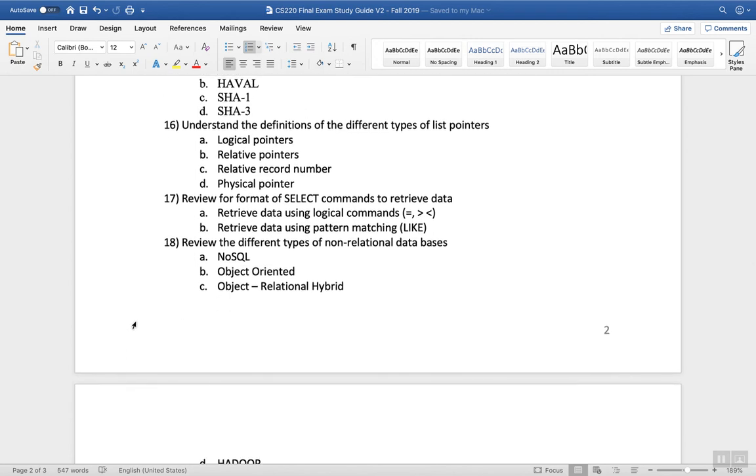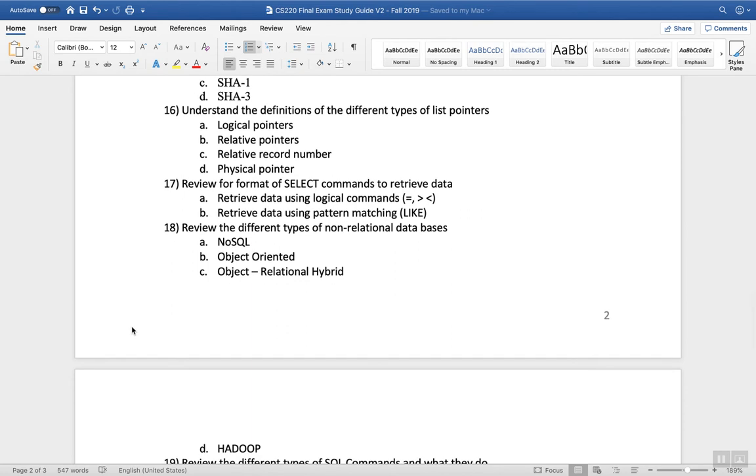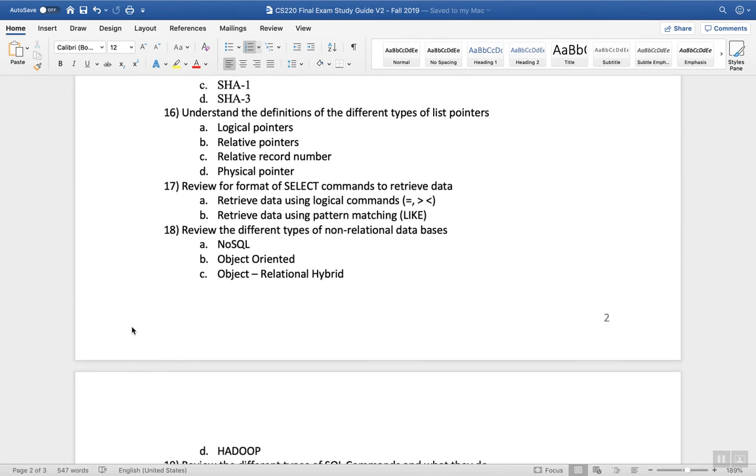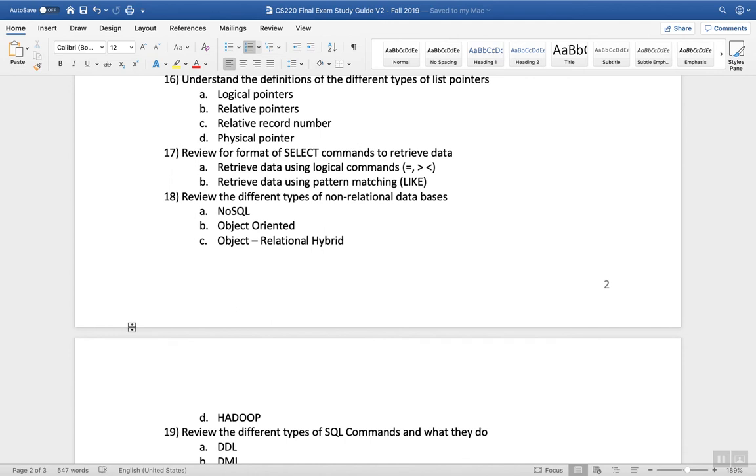We talked about some of the different types of non-relational databases. A lot of these are specialized for specialized functions or for what we call big data, like NoSQL databases, not only SQL databases. Hadoop is a particular implementation of those, and also object-oriented and object-relational. What you've seen is that a lot of systems like MySQL have taken and added object-oriented capabilities, baked them into the DBMS, so it's just there.